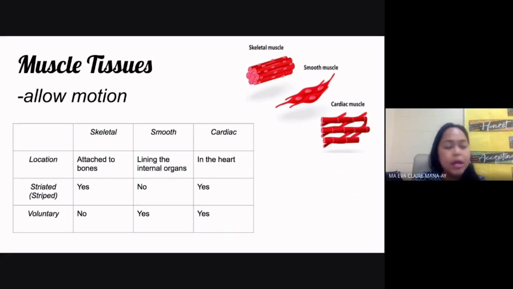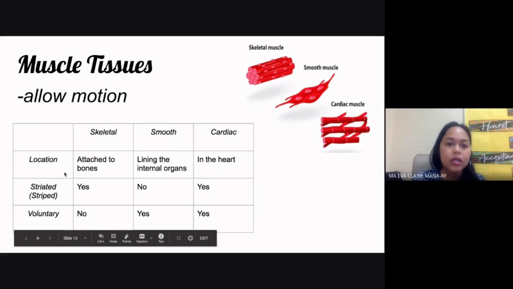Now, we have 3 different types of muscle tissue. The first one is skeletal. The second one is smooth muscle tissue. Then, of course, you have your cardiac muscle tissue. You can see their pictures here at the side. These 3 are all very different in terms of location, whether they are striped, meaning their appearance looks striped, which you'd sometimes call striated, and whether they're voluntary or not. By voluntary, we mean you need to control them so that they function. So again, these are the differences between your 3 muscle tissues: their location, whether they're striped in appearance or not, and whether you don't need to control them or you control them for them to function.